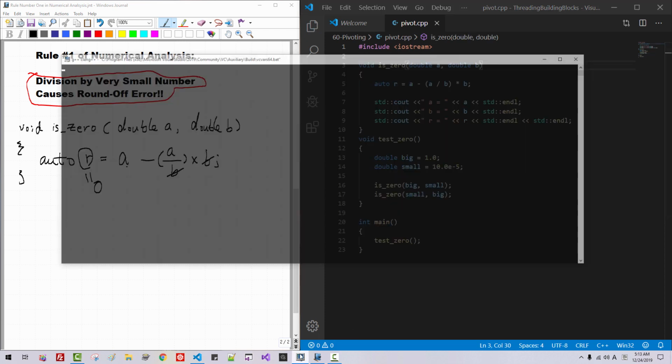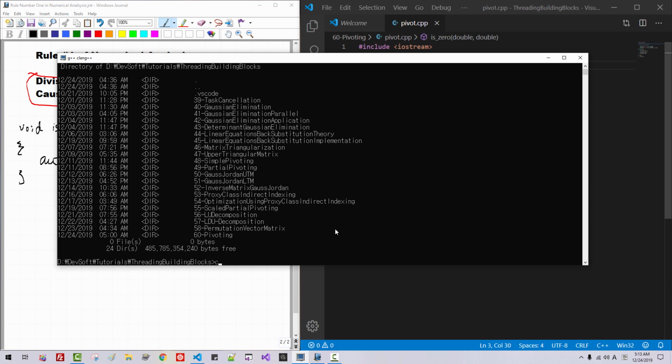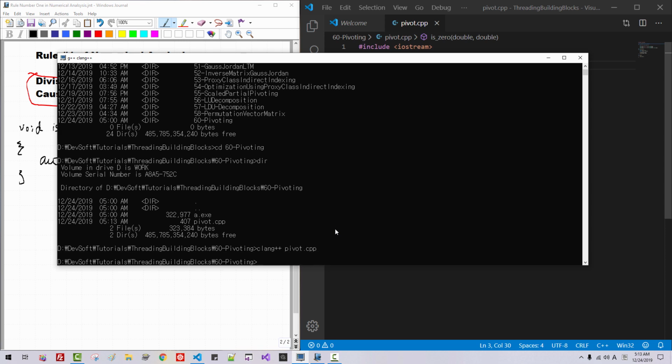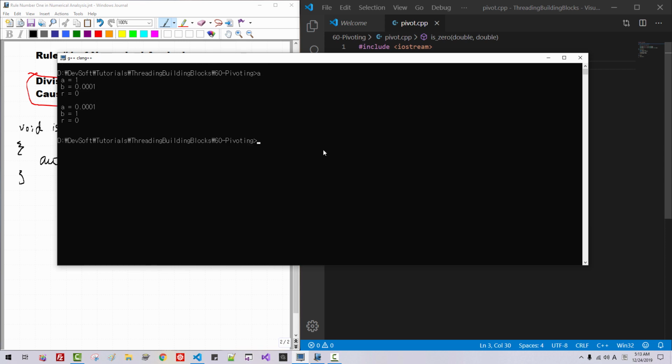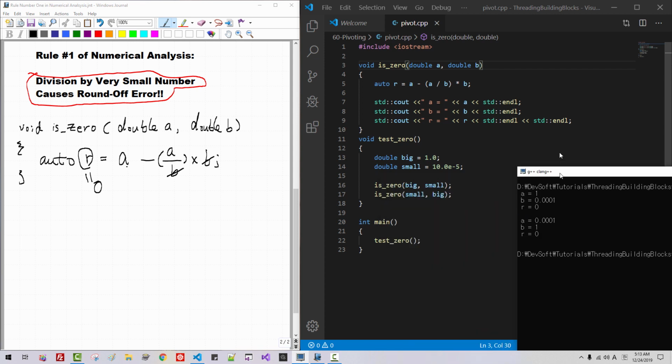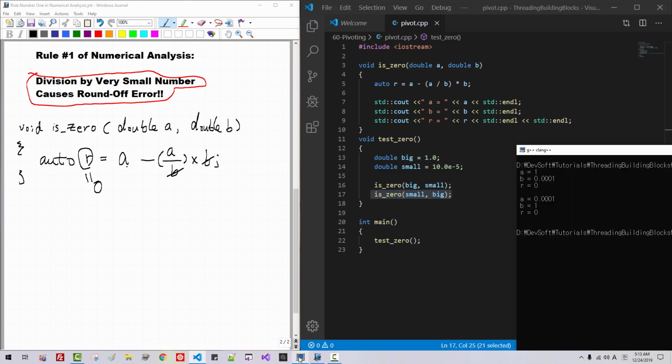Now start command prompt. dir, cd 60 pivoting, clang++ pivot.cpp, hit enter. cls. So in this case, A is a big number, B is 0.001, and the result is 0. In both cases, it gives the same result, R is 0.